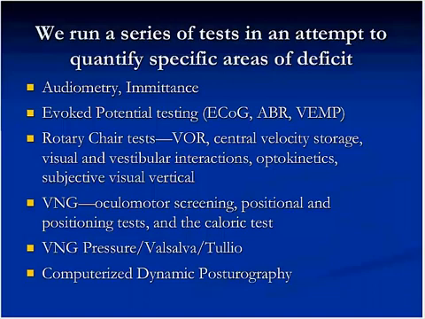We look at VNG, video nystagmography, where we're looking at ocular motor movements, so eye movements, positionals, what happens to the eyes when they're in different positions, and the caloric test. We do VNG pressure testing, Valsalva and Tullio, where we might be looking for a condition such as perilymph fistula or superior canal dehiscence. Again, we'll go through this a little bit later. And then also computerized dynamic posturography, which is not a diagnostic test per se, but it is a critical part of our test battery.